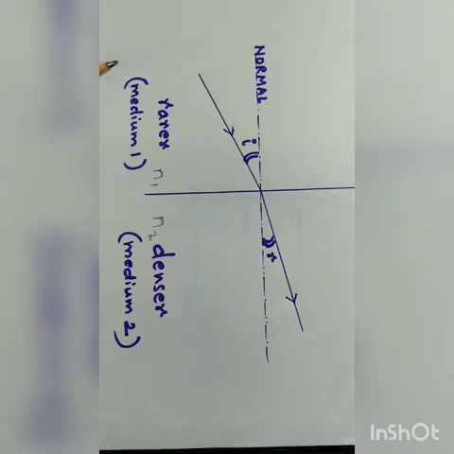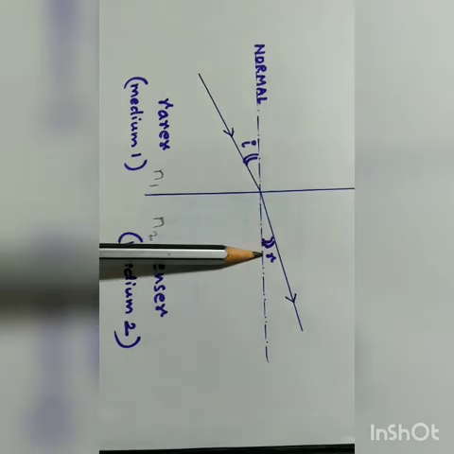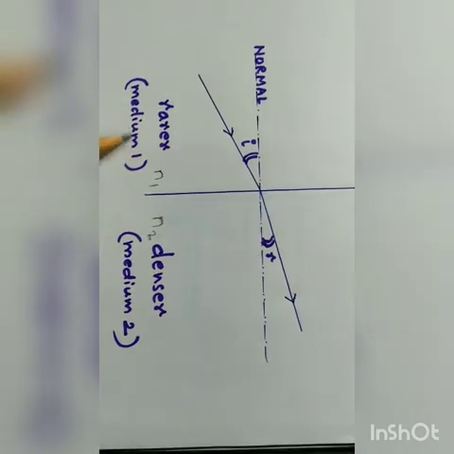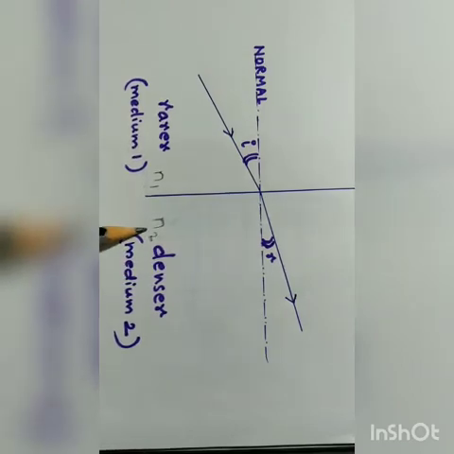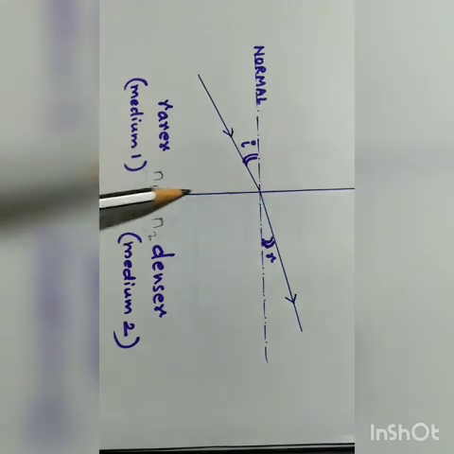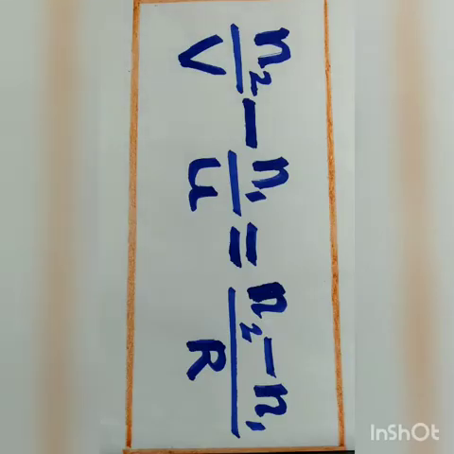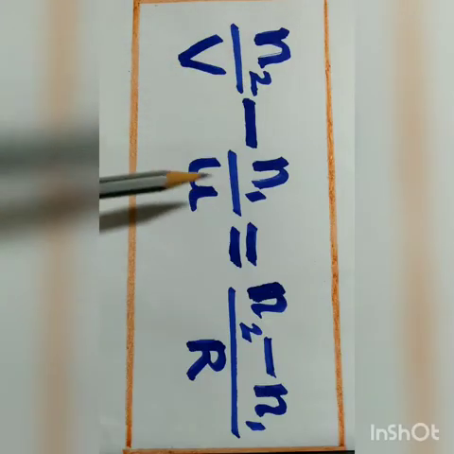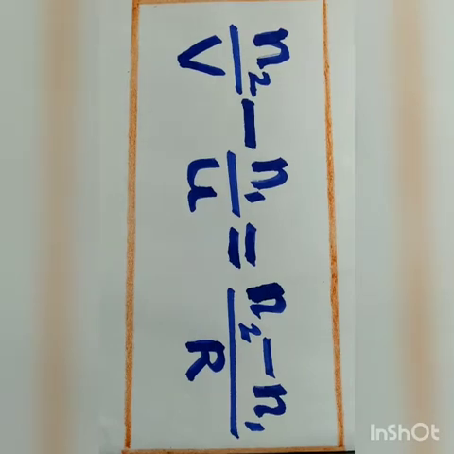We have already studied that when a light ray travels from a rarer to a denser medium, it bends towards the normal. Now the rarer medium, medium 1, we have taken with refractive index n1, and medium 2 with refractive index n2. But remember, here the surface of separation between the rarer medium and the denser medium is a straight line. But this relation n2 by v minus n1 by u equals n2 minus n1 by r, we are going to derive when the surface of separation between the two media is a curved surface.